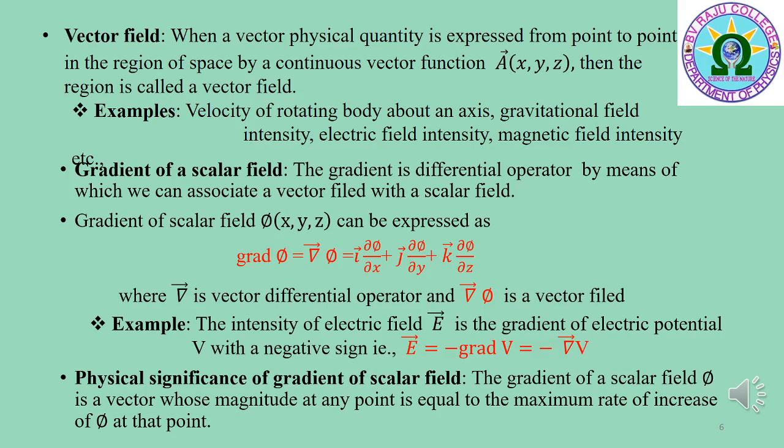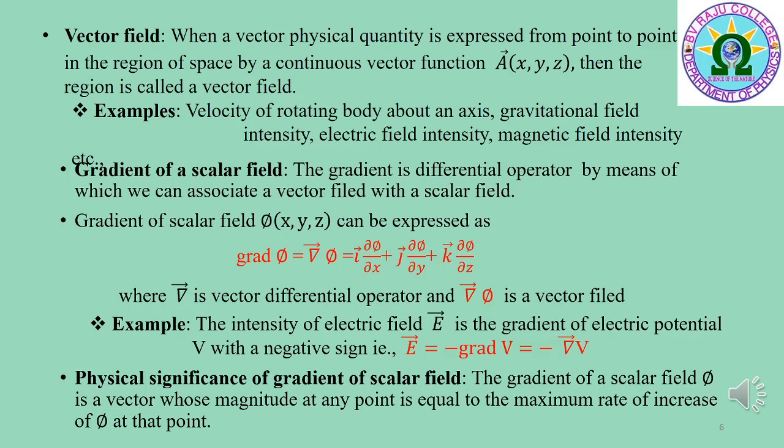First of all, I would explain how a scalar field is converted into a vector field by using gradient. Gradient of scalar field. The gradient is a differential operator by means of which we can associate a vector field with a scalar field. Gradient of scalar field phi of xyz can be expressed as grad phi, that is equal to del bar phi, where del bar is a vector differential operator that can be expressed as i bar dou by dou x plus j bar dou by dou y plus k bar dou by dou z.